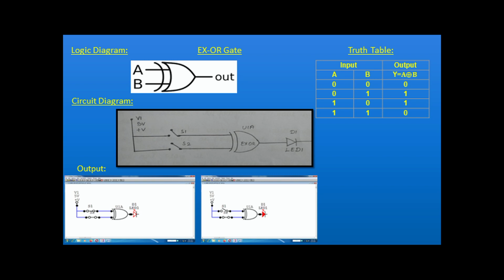Next, we can see the circuit diagram of the XOR gate. Here you see the circuit diagram of the XOR gate: the plus 5 volt, there are 2 switches, then I connected them with the XOR gate, and the result.